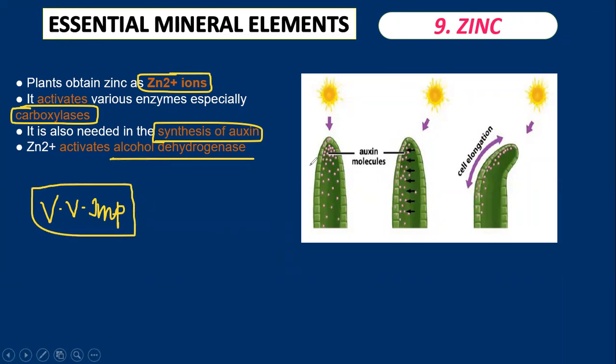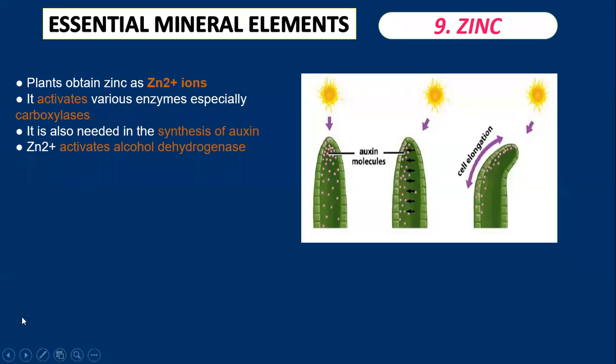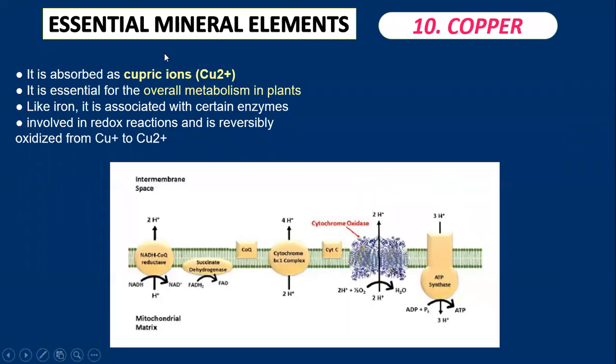Clear? So zinc is mainly absorbed by plants in the form of Zn2+ ion. It activates various enzymes, especially carboxylases. It is also needed in the synthesis of the plant growth regulator auxin. It also activates the enzyme alcohol dehydrogenase. Clear? I'm repeating each and every point two times.